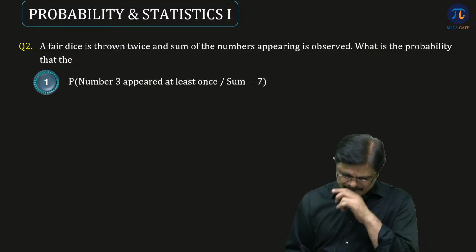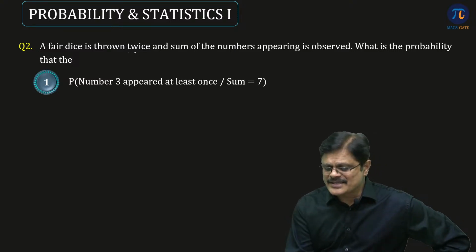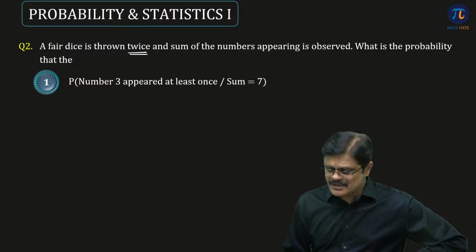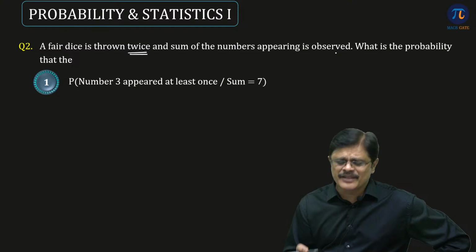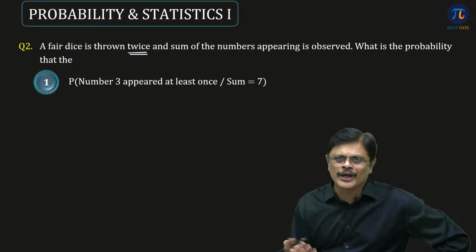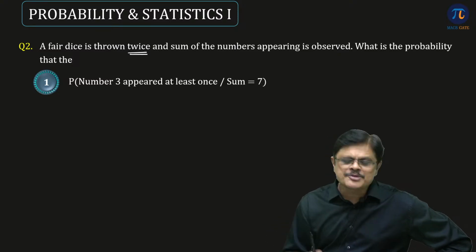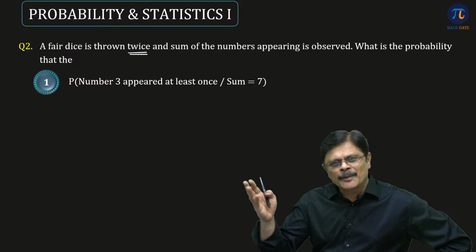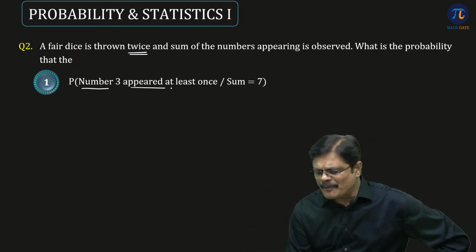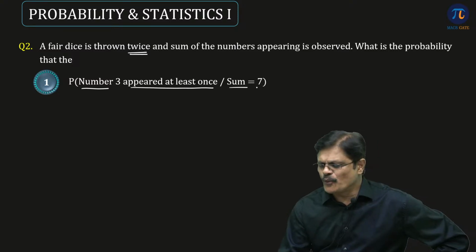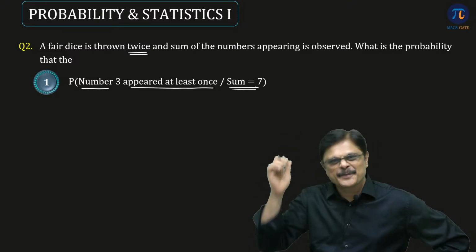Please try to understand. A fair dice is thrown twice. So we rolled a dice 2 times. Sum of numbers appearing is observed. The possible sums, you all know this: 2, 3 up to 12. What is the probability that the number 3 appeared at least once when the sum is 7?